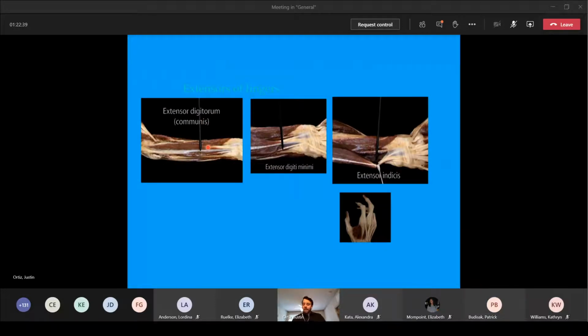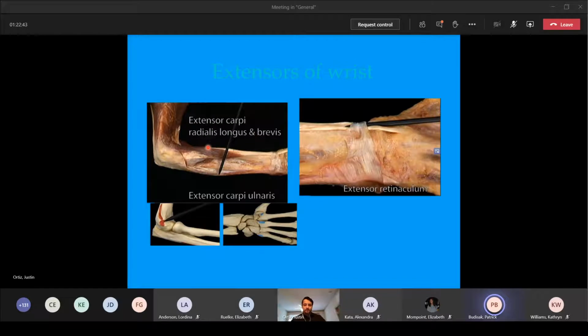Hey, Justin. Going back to the last slide, what would be the giveaway that that's on the posterior side? And say you're left or right, so you can know radius and ulna and then be able to pinpoint which is which. Yeah, it is quite difficult to see which side is which.